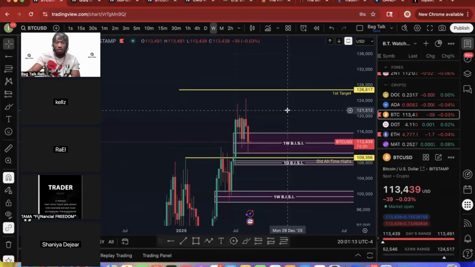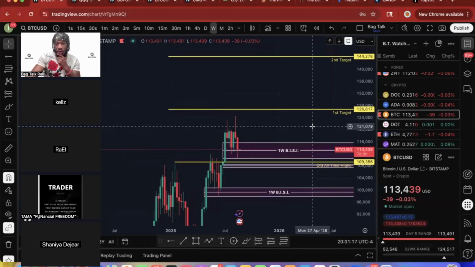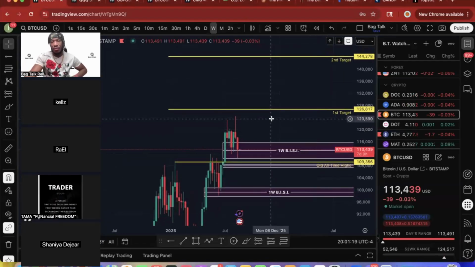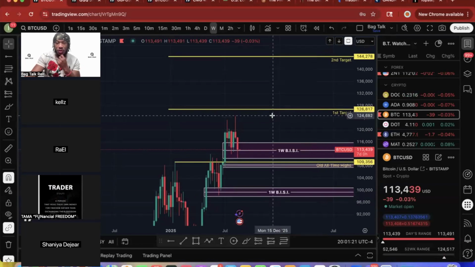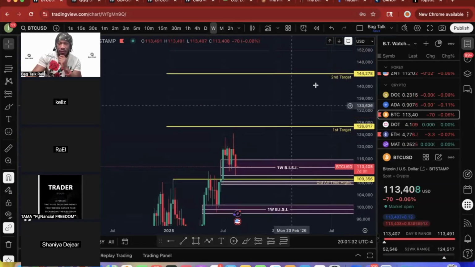Well, it's not our first target. We've smashed all our other targets, but more recently, I gave two more targets on Bitcoin. 126,817. We came so close the other day. We came to 124.5, just $2,000 away, or whatever. As long as we respect this, I still like us heading to that level. And then, of course, I have the second target at 144,278.